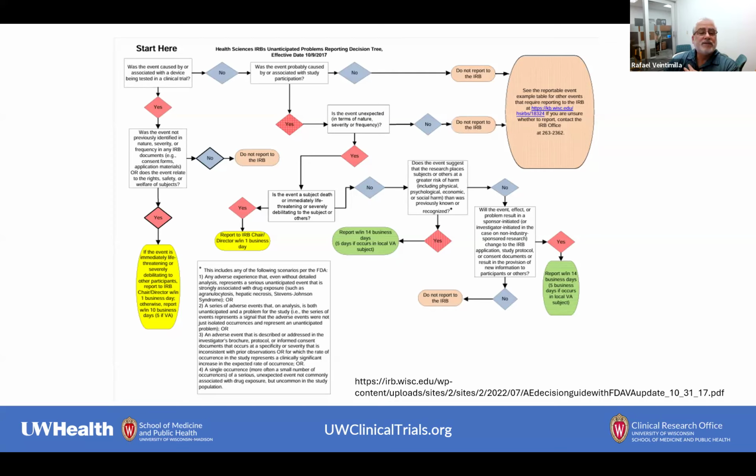So I don't know if you can read this right, but it says, was the event caused by participation or association of the participant? If it's yes, is the event unanticipated in nature or severity? If we say yes, if it goes to death, it's reported in 1 day. If we say no, is the adverse event at greater risk for other study participants? Yes, we report it within 14 days. So this is important. And if you go to the IRB website, you have other information of what they consider reportable within 14 days, all the details that they have.